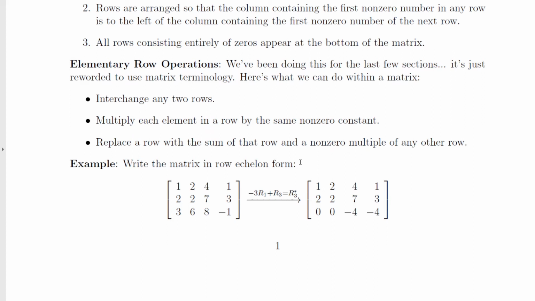Okay? So here's a specific example that I give you, and I'm going to walk you through it right now. Okay? Here we're given the matrix 1, 2, 4, 1, 2, 2, 7, 3, 3, 6, 8, negative 1.